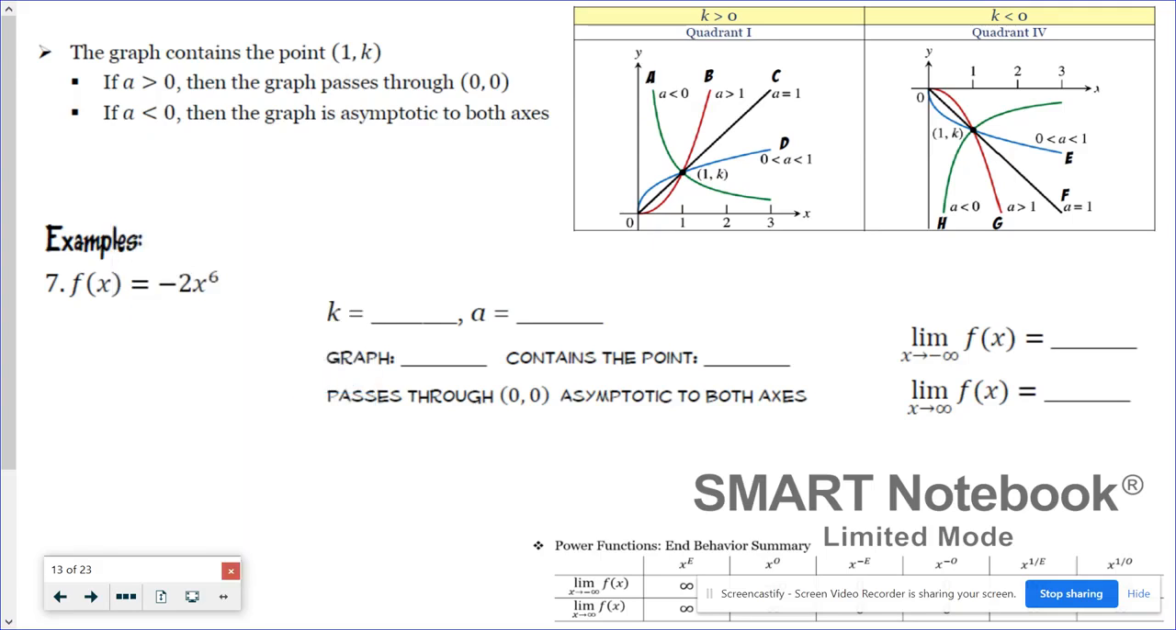In number 7, we're analyzing the function f of x equals negative 2x to the 6th power. That is perfect power function form, so I can easily identify k. k is negative 2. And I can easily identify a. a is 6. Now, when it comes to the graph, I need to pay attention to what quadrant I am in. Since k is negative 2, that means it's less than 0, so I'm in quadrant 4. The value of a is 6, and 6 is greater than 1. So we are looking at graph G.